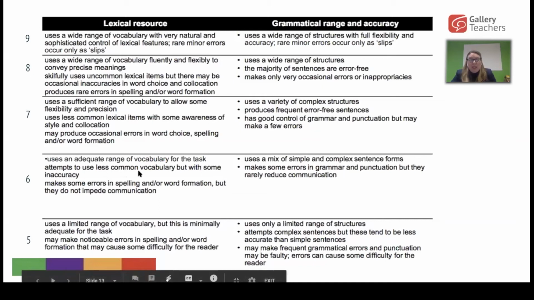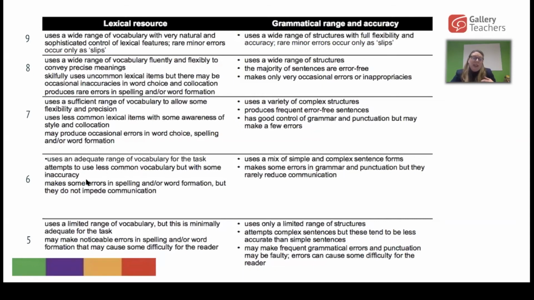Attempts to use less common vocabulary, with some inaccuracy. Okay, so it is possible for a person who probably has general English of level around B2 or a low B2 to get a 6 on lexical range and grammatical accuracy, but to get that magic 7, they need to also have range, and they need to have their basic errors well under control.